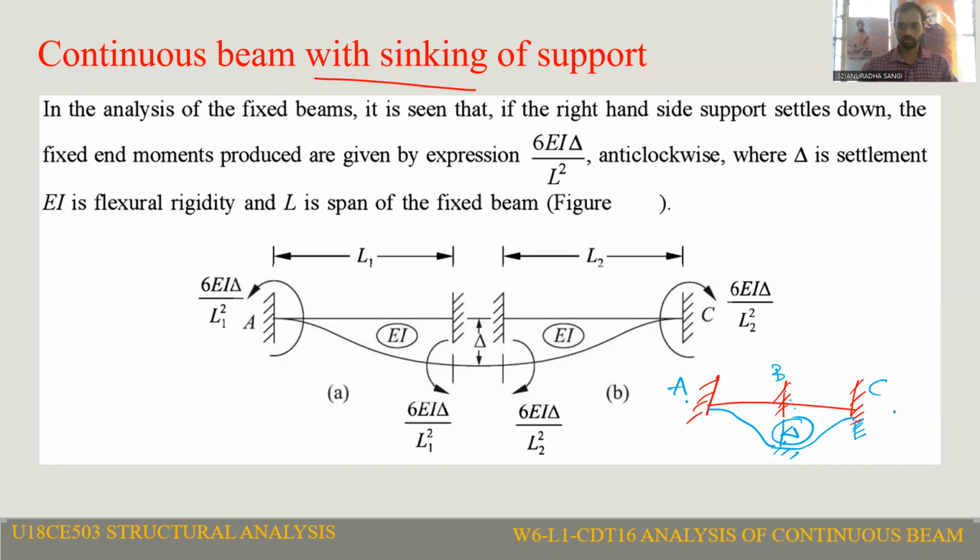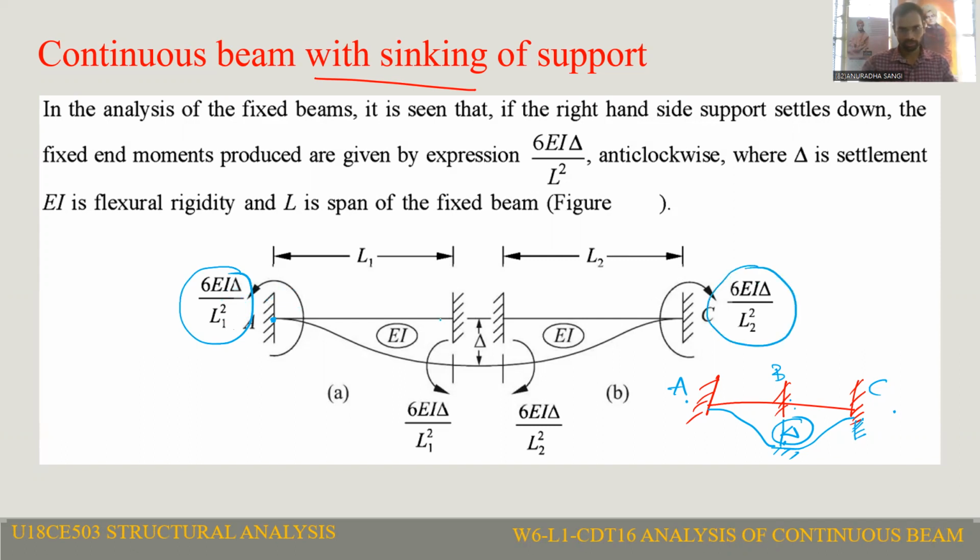So along with the loading, fixed moment is going to develop due to loading, due to settlement of support, and due to sinking and rotation of support. Because of this settlement of support, the moment developed at the fixed ends A and C will be 6EI delta by L square. For this, a derivation is there, and I'm going to provide it in the course material. In that, I'll give you this derivation of 6EI delta by L square. And here also, 6EI delta by L square is going to develop.